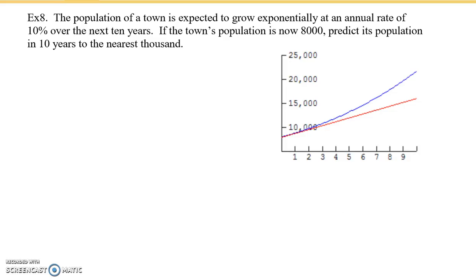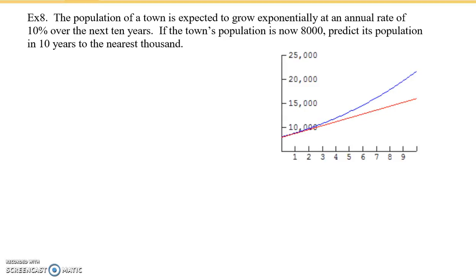To conclude the notes, let's look at an application of the general growth model to population growth. The population of a town is expected to grow exponentially at an annual rate of 10% over the next 10 years. If the town's population is now 8,000, predict its population in 10 years to the nearest 1,000.